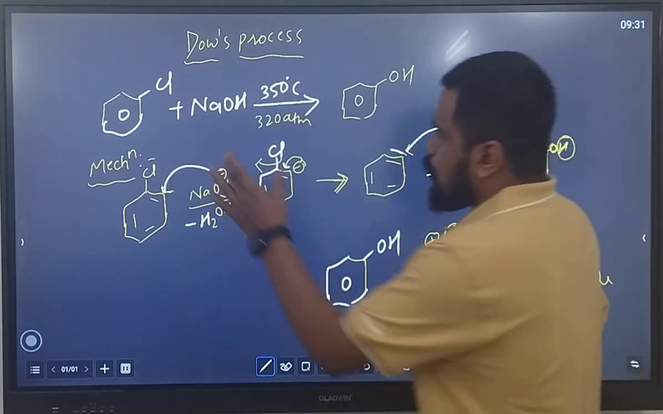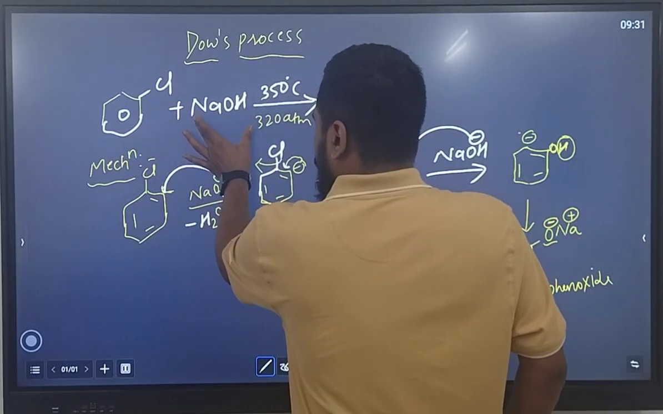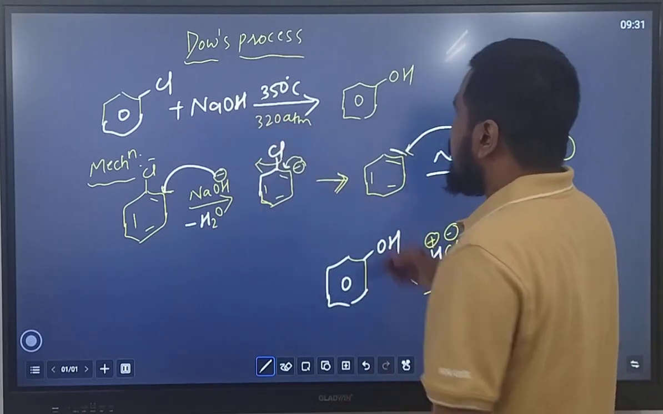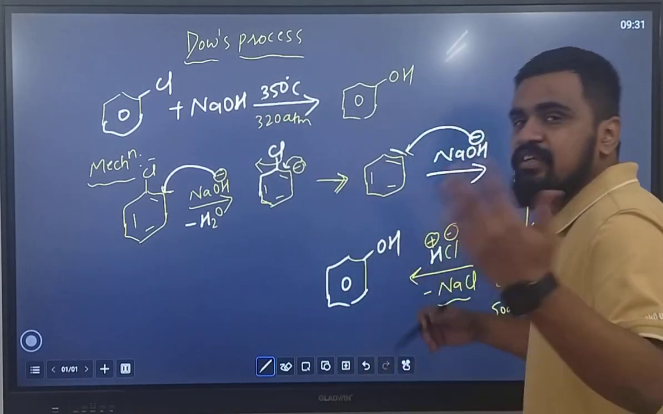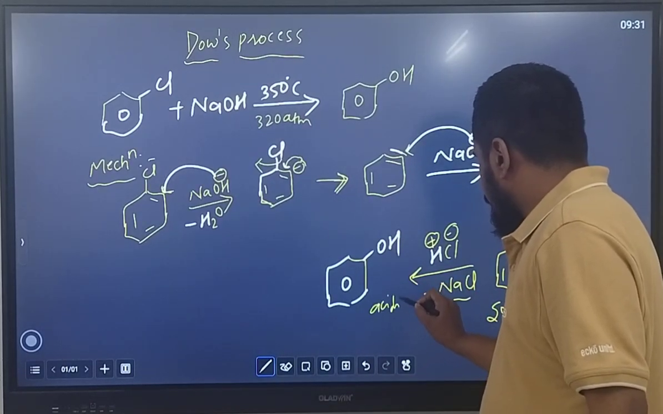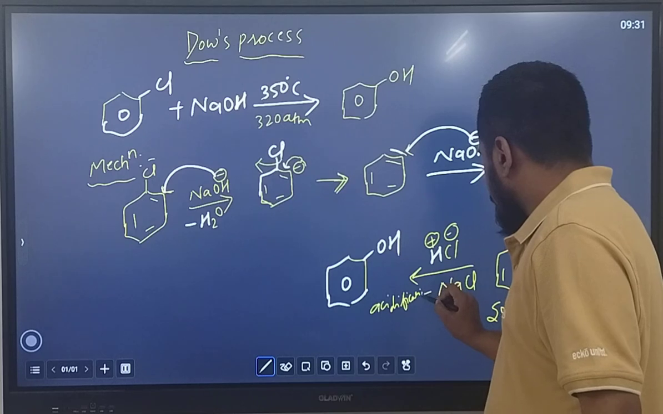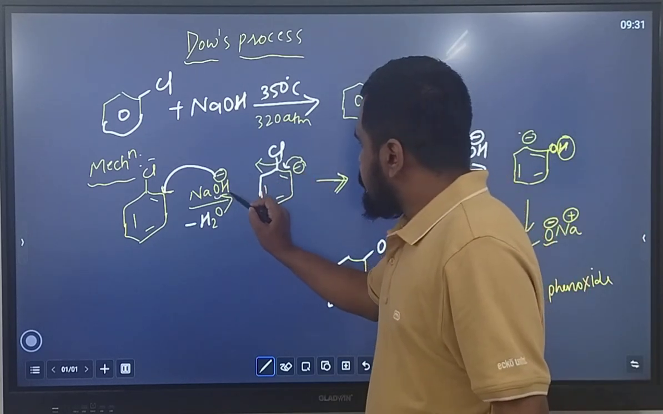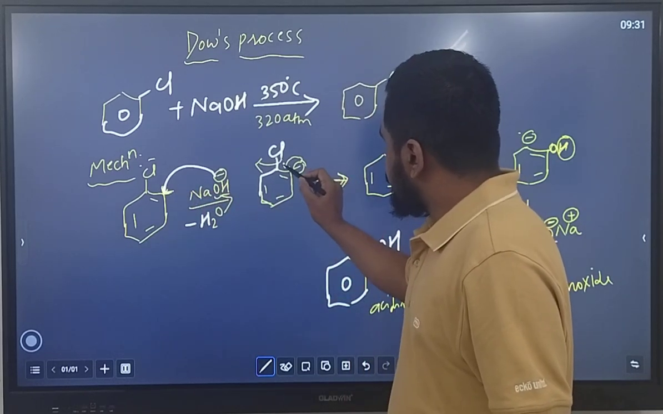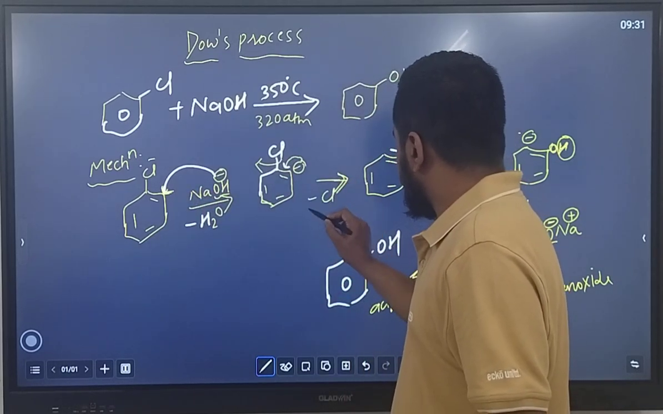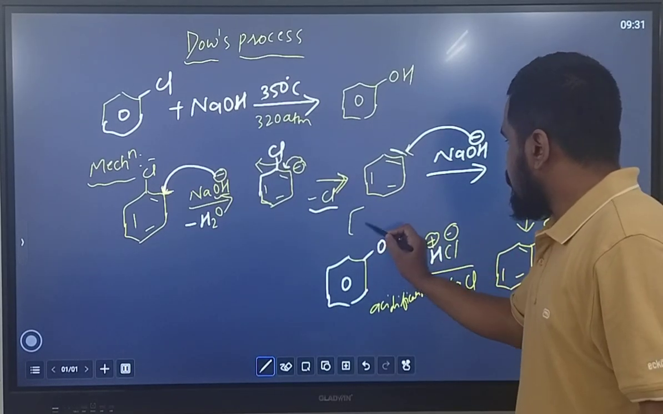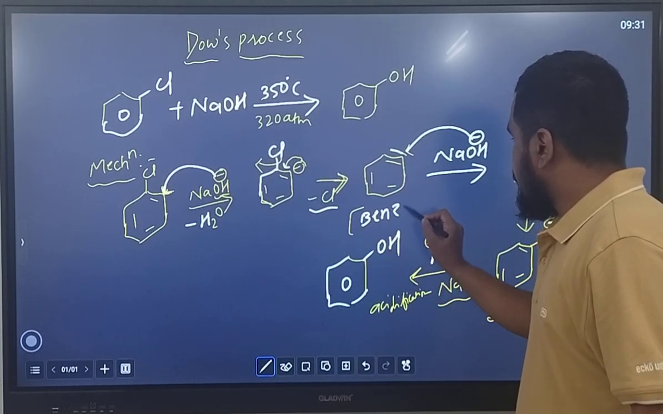First of all, chlorobenzene is fused with NaOH at a temperature of 350 and a pressure of 320 atm. The last step is acidification. OH minus abstracts this ortho position hydrogen, and with the negative charge, Cl minus is released from this reaction. And this is benzyne. Don't forget, this is the benzyne intermediate.